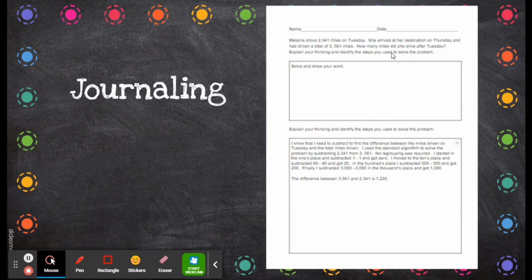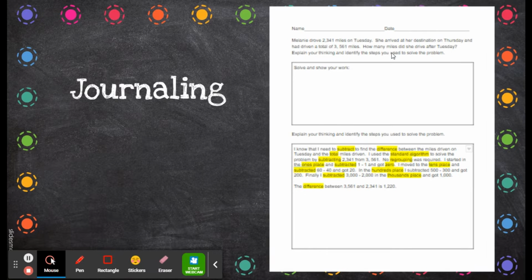Oftentimes, writing can be difficult, especially when you can't find the words you are trying to communicate. We have all been there. Providing or creating a word bank during a journaling activity is an excellent way to support students to be more successful in their journaling. For this activity, the teacher would present students with a journal prompt, and the students would begin answering the prompt. The teacher would then have students highlight any math words from their response.